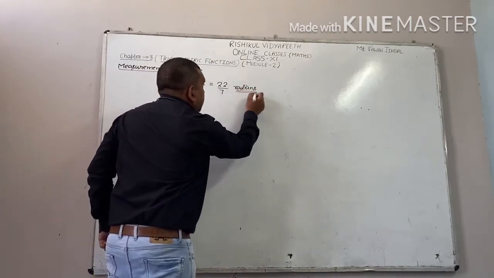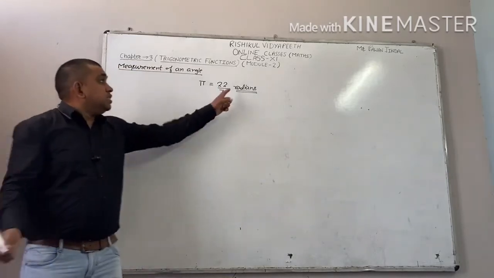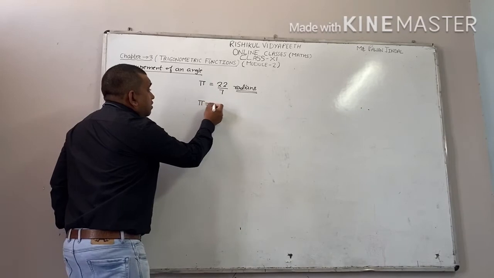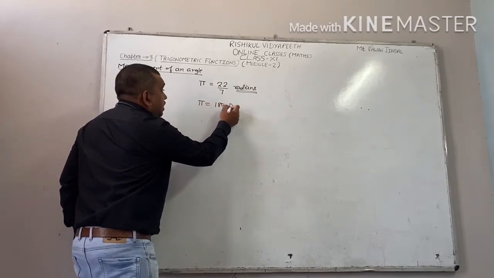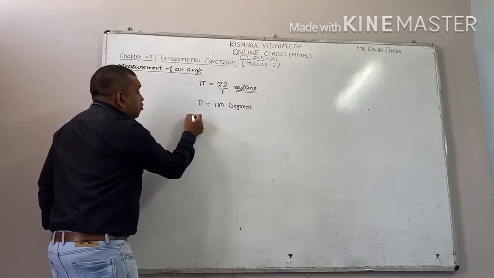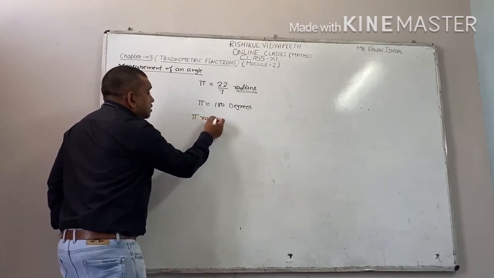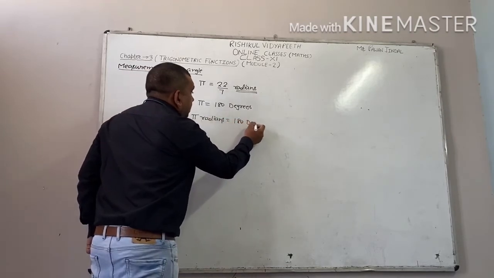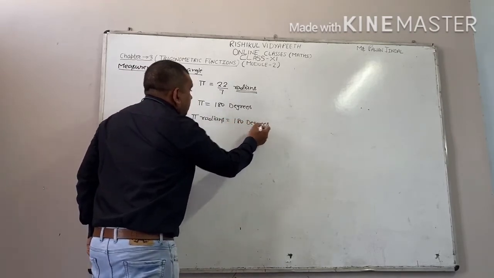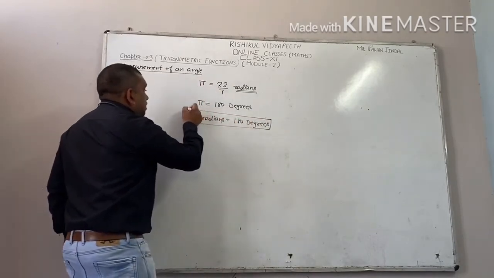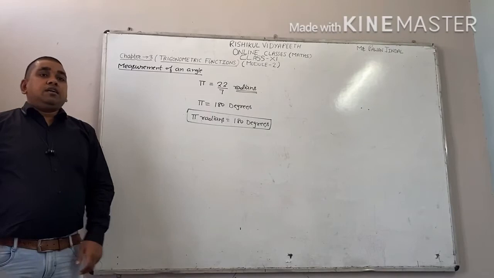If we are not saying anything, then that unit is radian. But in degrees, pi equals 180 degrees, or you can say pi radians equal 180 degrees. This you have to remember, right?